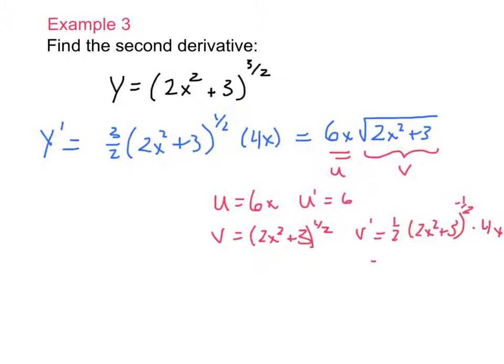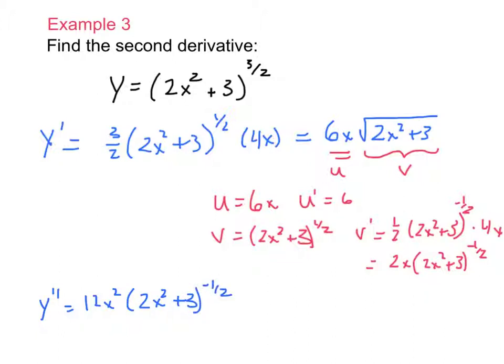Okay, we simplify that, and that becomes 2x times (2x squared plus 3) to the negative 1/2. So now to put together y double prime, we just write out the product rule. It's going to be u times the derivative of v, meaning that would be 12x squared times (2x squared plus 3) to the negative 1/2, plus v times u prime, which would be 6 times (2x squared plus 3) to the positive 1/2 power. And that's certainly a good start, but as it turns out, we can simplify this a little bit. And that's what we're going to do on the next screen.